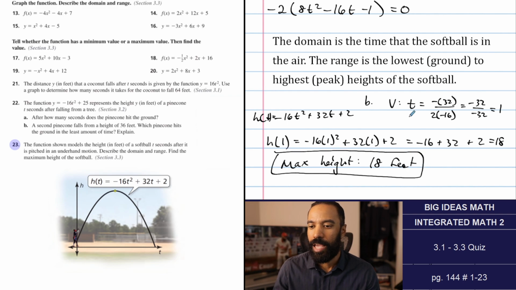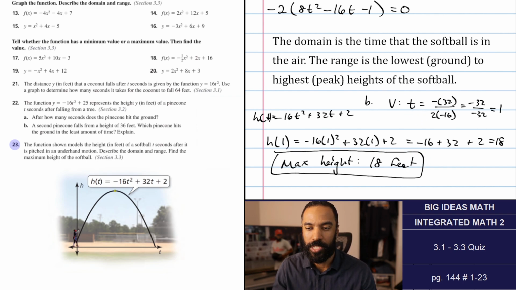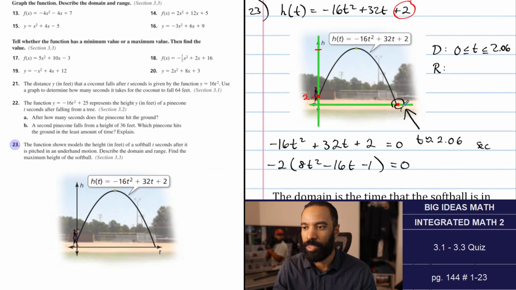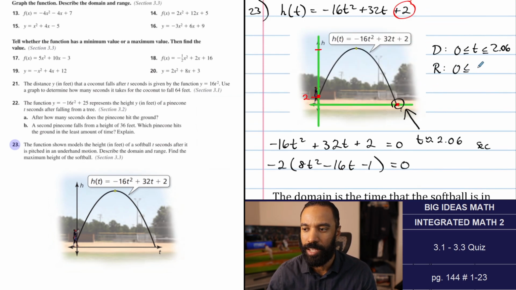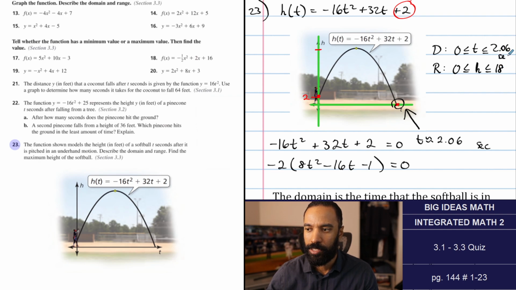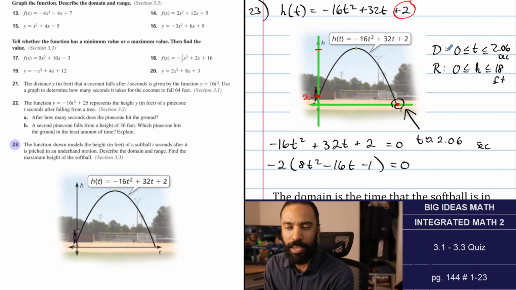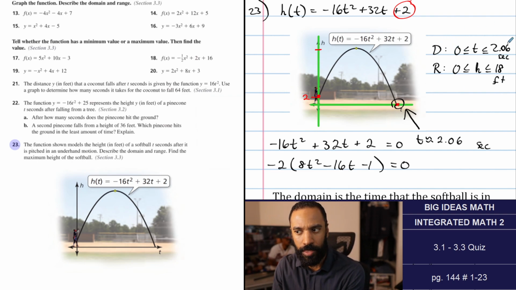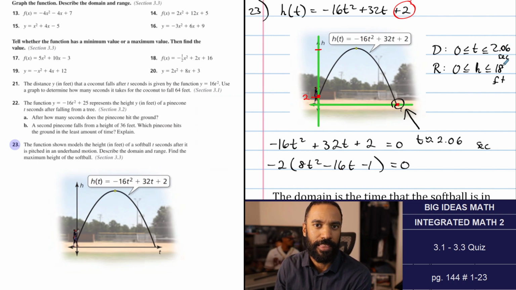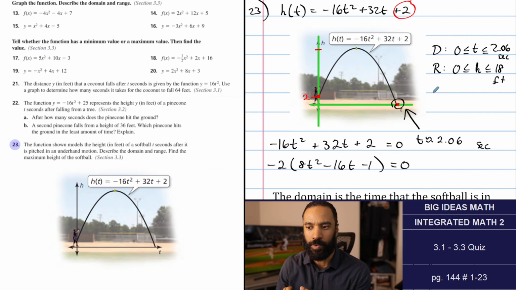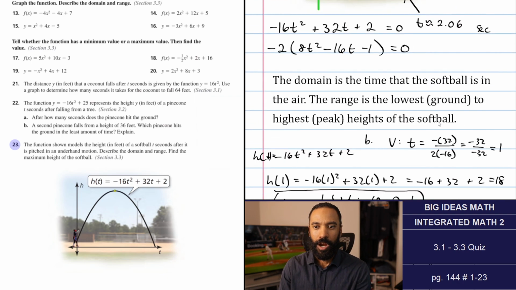Okay. As far as range goes, the lowest height it hits is 0 when it hits the ground. The highest height it hits is 18. Once again, they said describe them. This would have been in seconds. This would have been in feet. And they said describe them. They didn't say find them. I gave you a little bit extra there. I said you had to use a graphing calculator to find that, but that helps describe it at least, and we check that out.